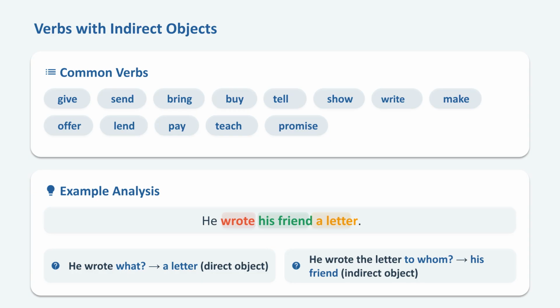Let's test one together. He wrote his friend a letter. Ask, he wrote what? A letter, direct object. He wrote the letter to whom? His friend, indirect object. If you can answer both questions meaningfully, the sentence contains both a direct and an indirect object. Now let's visualize it.